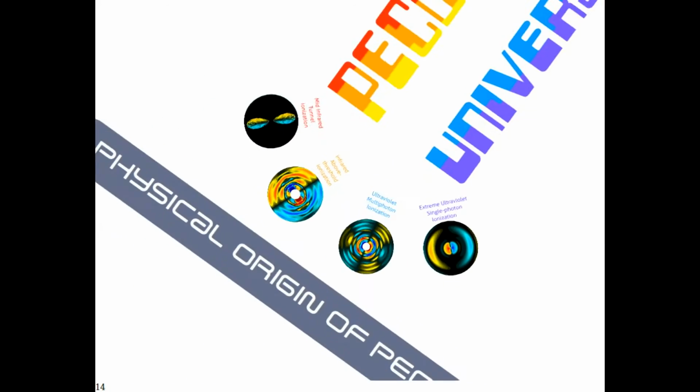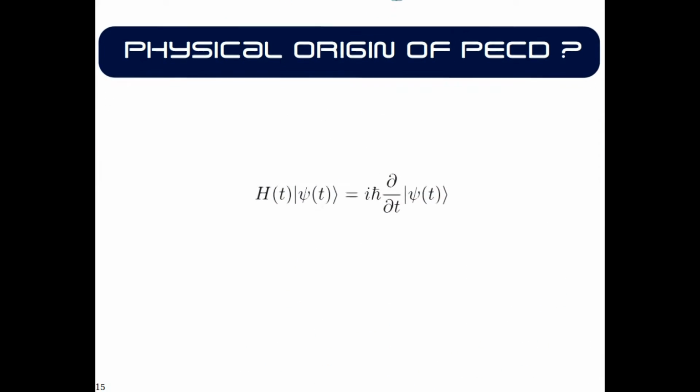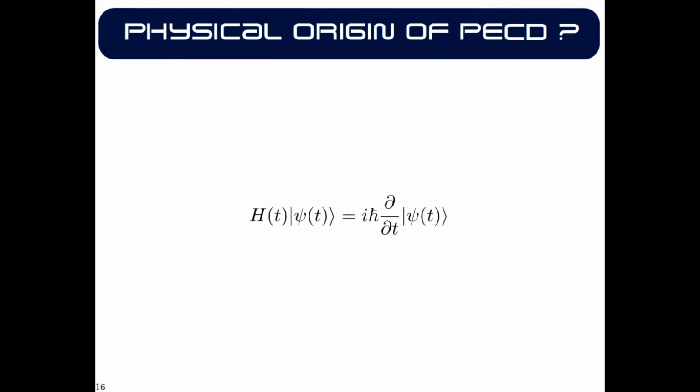This universality raises important questions. What is the physical origin of PECD? Is the process similar in single photon and tunnel ionization? To answer this question, the most natural option seems to be to solve the time-dependent Schrödinger equation for molecules interacting with a laser pulse and monitor the evolution of the electronic density, which is the square modulus of the electronic wave function.